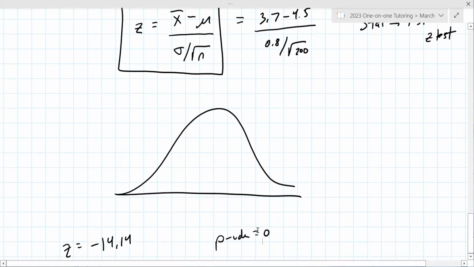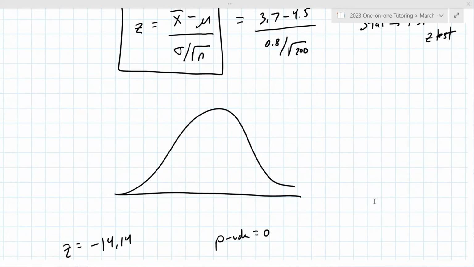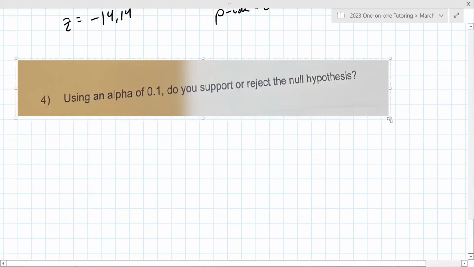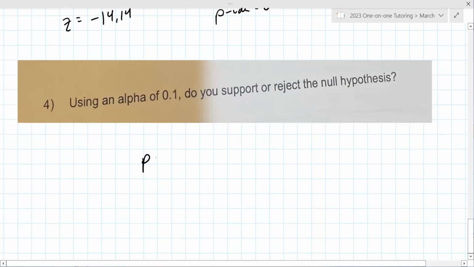All right. So we got the p-value. The p-value is 0. And from here, we're going to go to alpha of 0.1. Do you support or reject the null hypothesis? So basically, it's simple. Is your p-value less than the alpha? If it is, you reject. So your p-value is 0. Is that less than 0.1? Yes. Yes, reject.